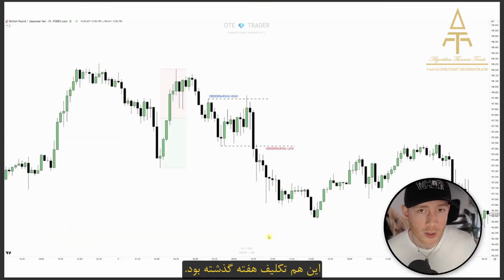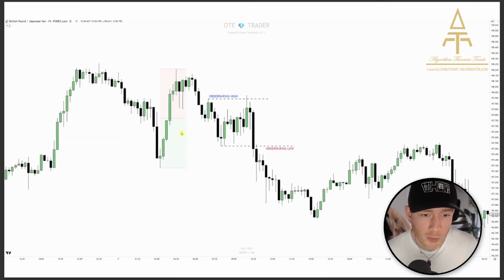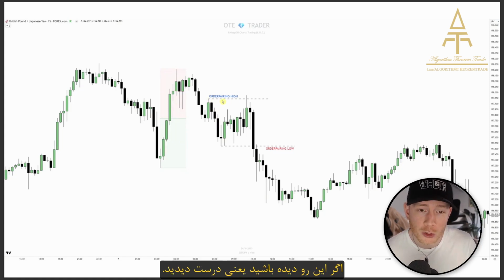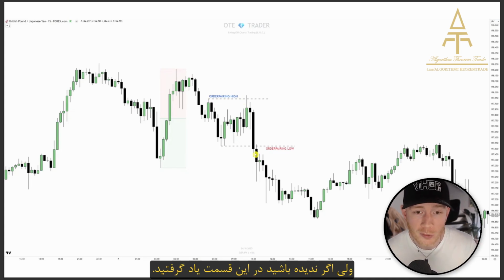Let's recap the homework. This was the homework from last episode. I marked out the range we're trading with and we had a smaller range within the bigger range. So if you marked this out on your chart from last week, you are on the correct path. And if you didn't, this episode should help you determine it for the next one.